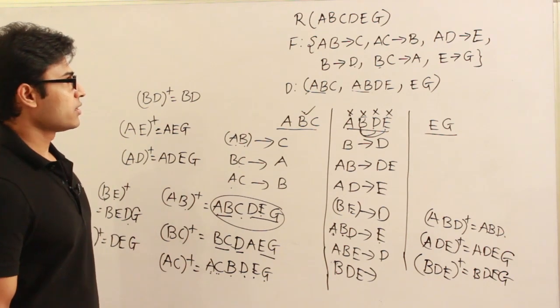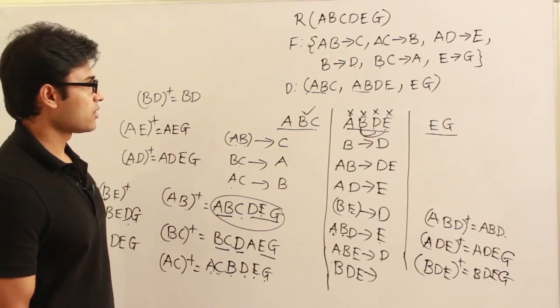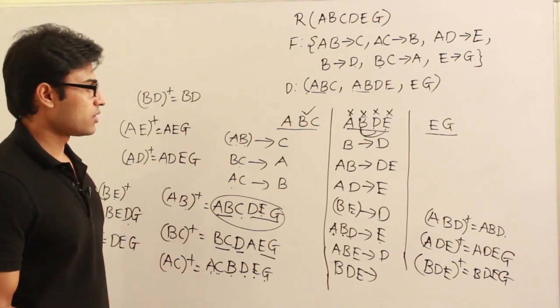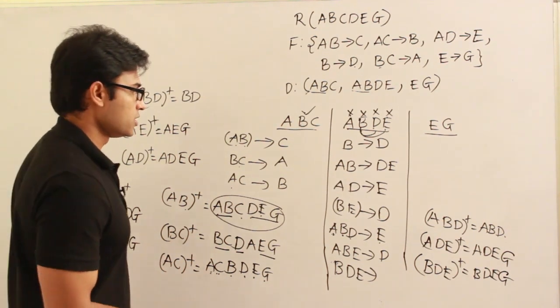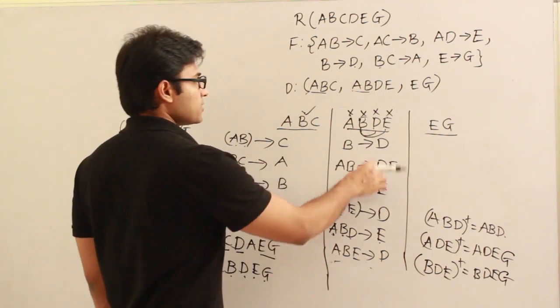And AB is not there, AC is not there, AD is not there, B is there, because of which I already got D, BC is not there, E is there, because of which I already got G, right? So it is not adding up anything, that's it. Okay, so these are all the dependencies which are there.